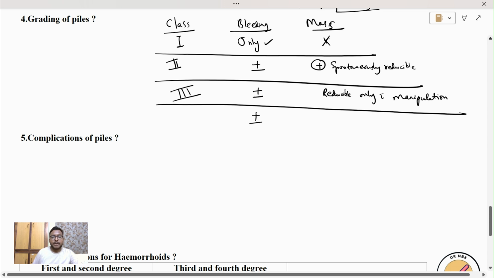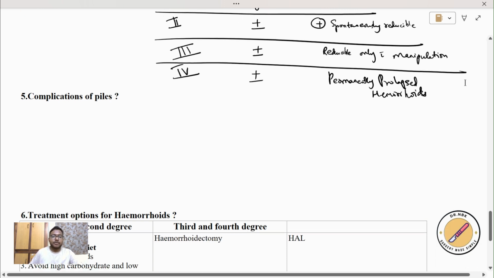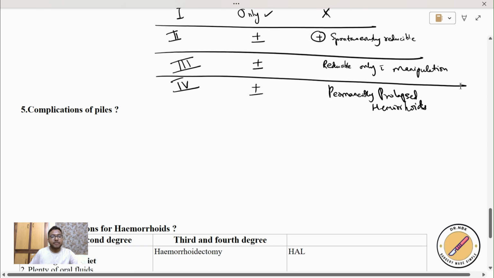Next, bleeding may or may not be present. The mass which has protruded through the rectum is permanently prolapsed. So that is class 4, permanently prolapsed hemorrhoids. That is class 4 or grade 4. So this is the important classification of hemorrhoids, the grading of hemorrhoids. All right, next. What are the important complications of hemorrhoids?